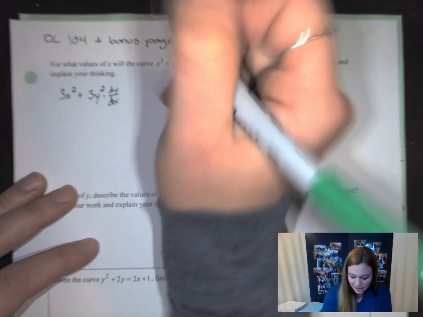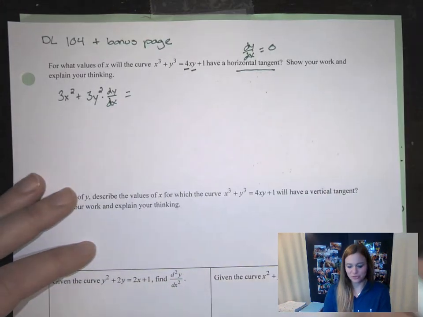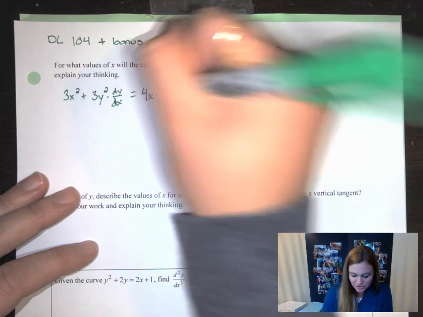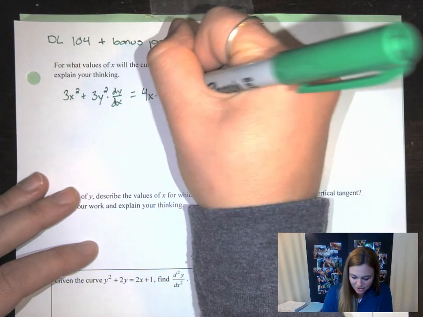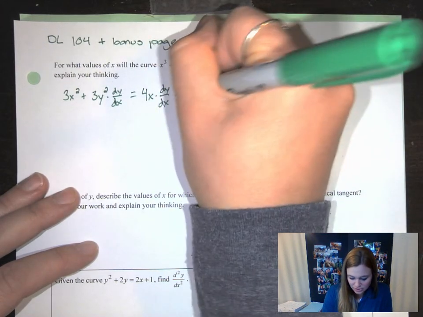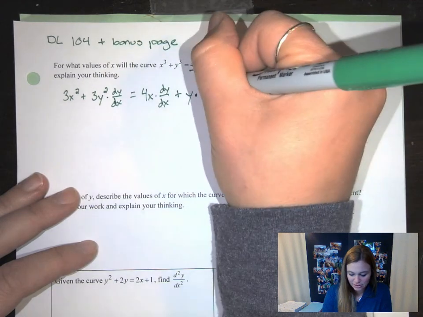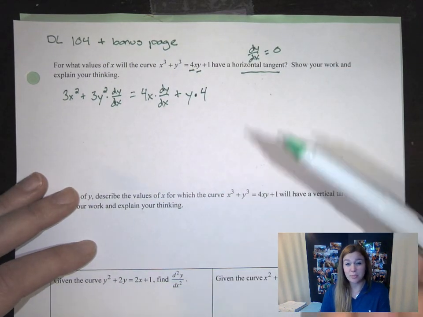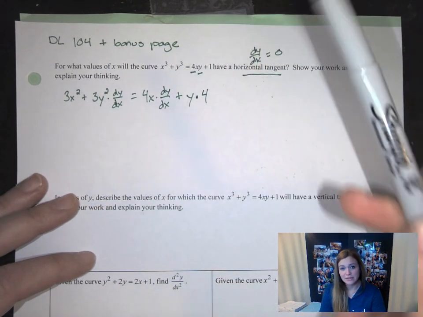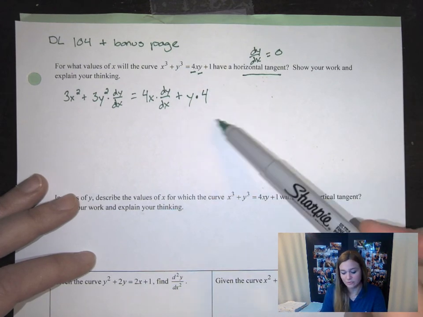The derivative of 4xy: product rule, first, times the derivative of the second. So 4x times dy/dx plus the second, which is just y, times the derivative of the first. The derivative of 4x is just 4. And this is where people mess this one up often. Don't let this be you. The derivative of 1 is just 0, so you don't have to write that down.